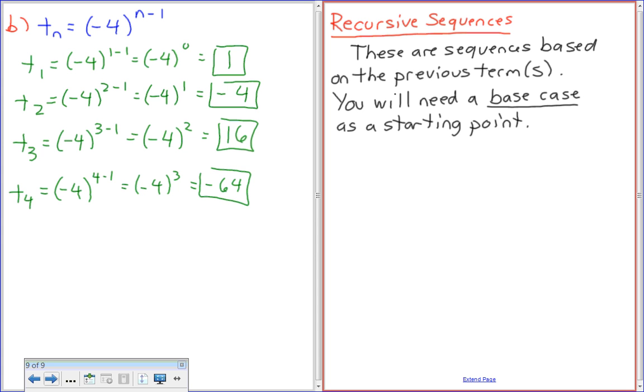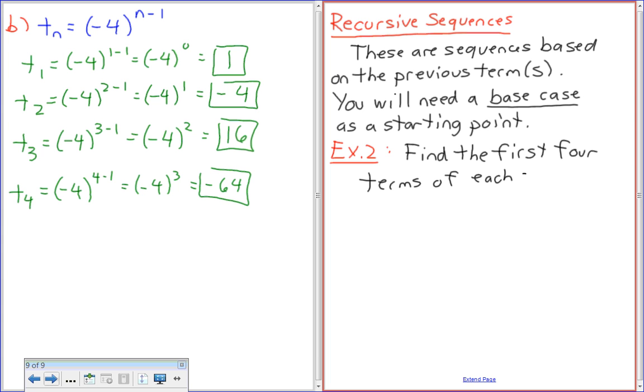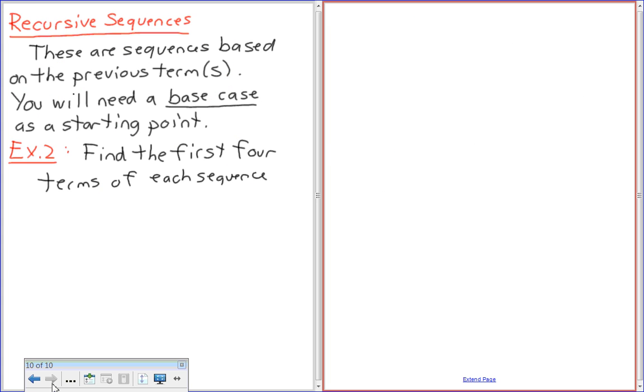Okay, example 2. Find the first 4 terms of each sequence. A is going to say T1 is equal to.